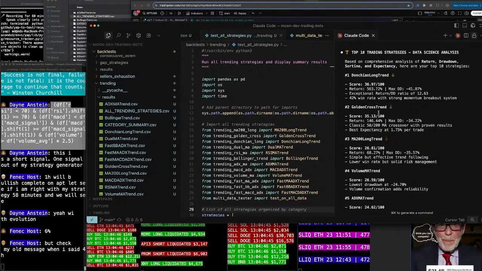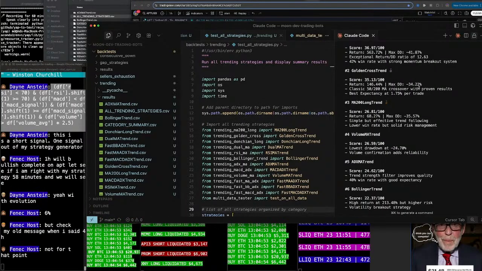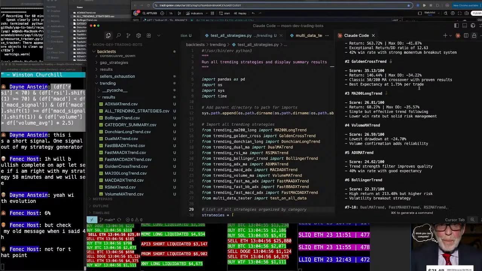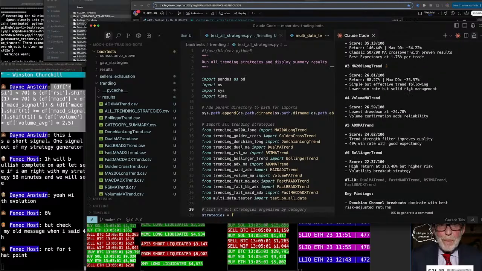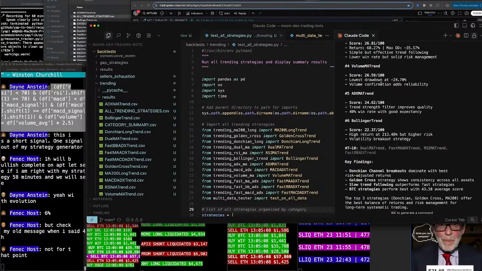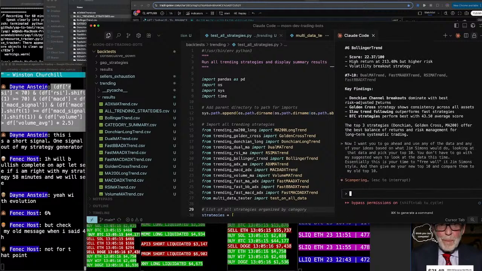Donchian long trend here. Golden cross trend: 146% return, minus 34 drawdown. Best expectancy at 1.75 per trade. These are just a bunch of moving average things, but ADX MA trend, 24, 40% win rate. Okay, let's see what she comes up with here. But check my old message when I said 4 hour.